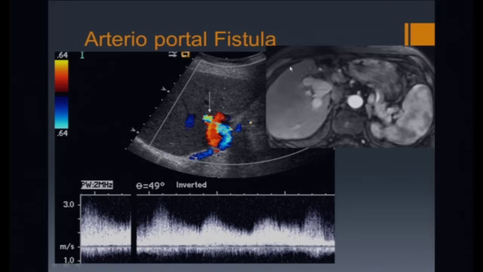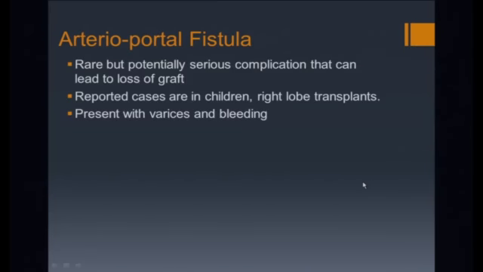And this is the corresponding MR image, which shows that there is earlier opacification of a dilated portal vein on this arterial phase contrasted MR. You will see that there is contrast in the aorta, indicating that this is the arterial phase, but the portal vein is already enhanced and is markedly dilated, and it is due to an arterioportal fistula. This is a rare but potentially serious complication that can lead to loss of the graft. Reported cases are seen in children, and particularly right lobe transplants, and they can present with varices and bleeding.